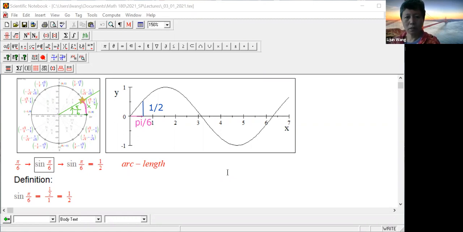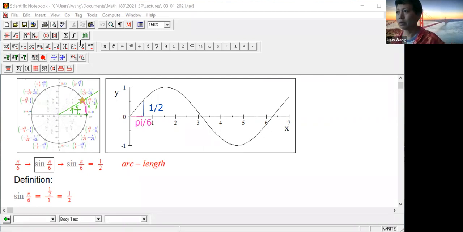Aaron, you got it? Not root 3 over 2 for pi over 6, that is for pi over 3. Do you guys understand this picture? This purple piece, opposite to the pi over 6 angle, is an arc length. The arc length is pi over 6. And this pi over 6 is straightened up to make a straight line of pi over 6. And we take the blue number half and put it here. That's the making of the sine curve.